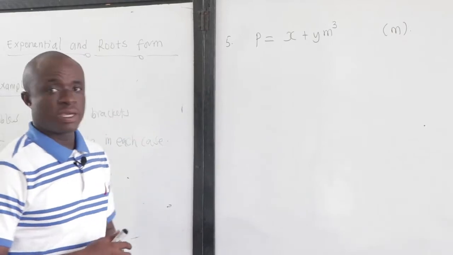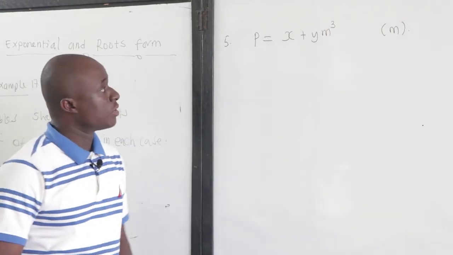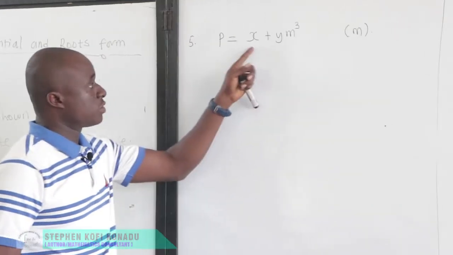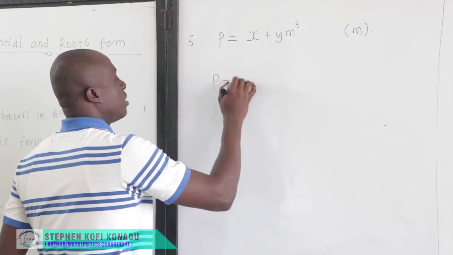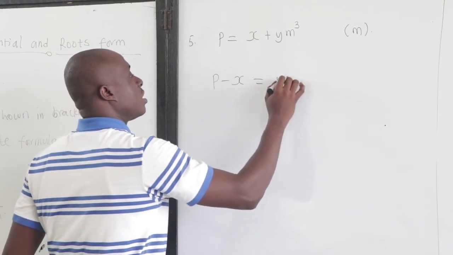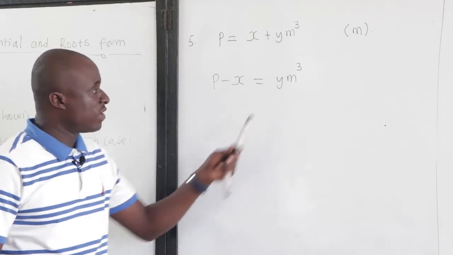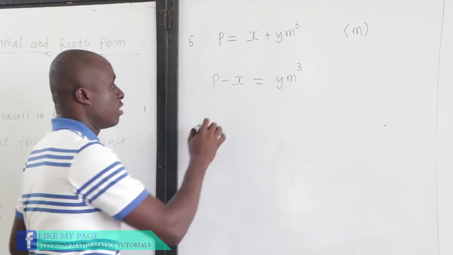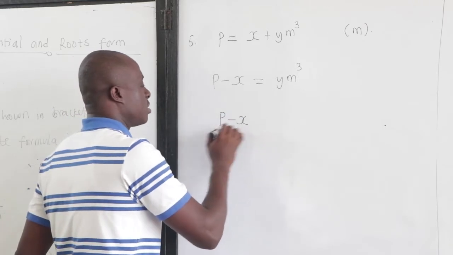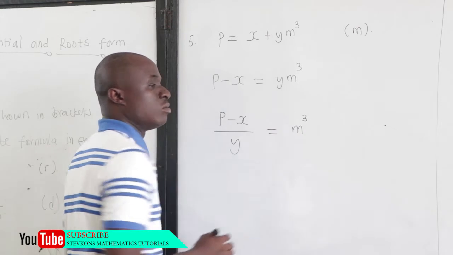In this case, we want to make M the subject, and we have M to the power 3. So it's better for us to take the x to the left-hand side. So you have p minus x equal to y m cubed. We want to make M the subject, so we divide through by what is multiplying the m, which is y. So we have p minus x all over y equal to m cubed.